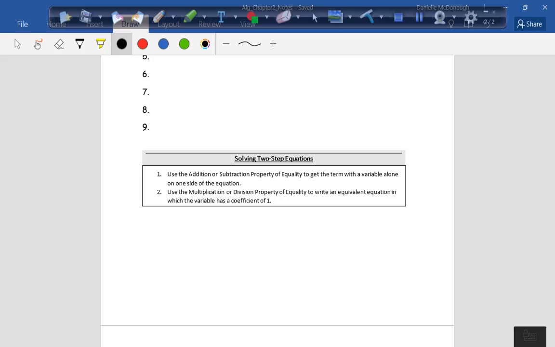So the first step is to always undo addition and subtraction first, and then the second step is to always undo your multiplication and division second.